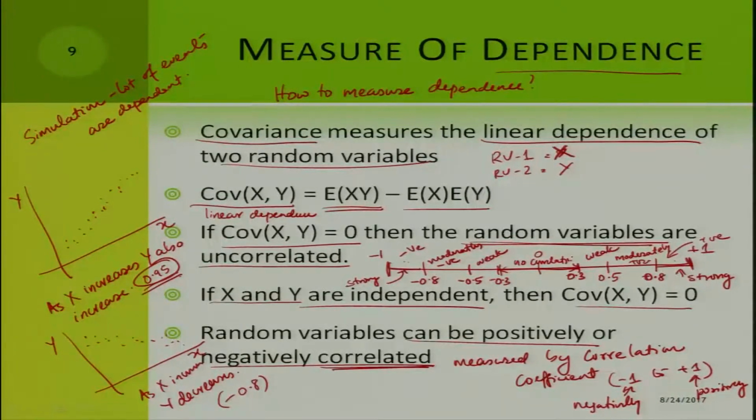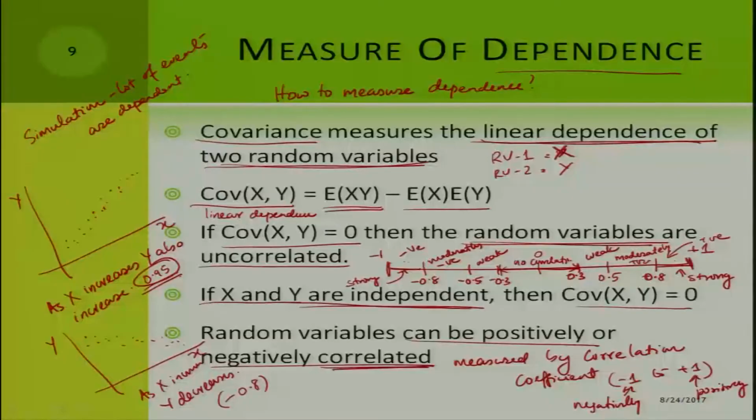So, you can think about the correlation coefficient. If you measure it, you can identify whether it is strongly positively correlated or strongly negatively correlated. So, it measures the linear dependence of two random variables, how one random variable is linearly dependent on another. So, if you measure covariance and it turns out to be 0, you can say that the random variables are not correlated.